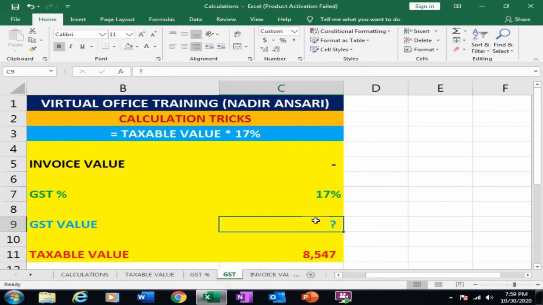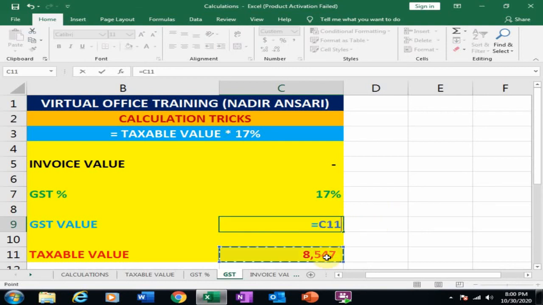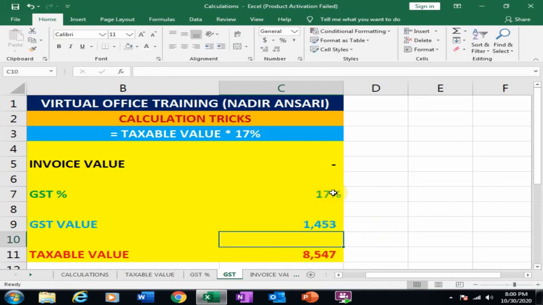Here I want to find the GST value. How can we calculate GST value? Here taxable value and GST percentage are given. Taxable value multiply by 17%. If here it is 18%, you have to multiply by 18%. Just type is equal to taxable value multiply by GST percentage. Now you will get the GST value.